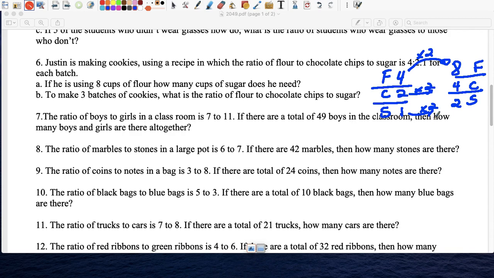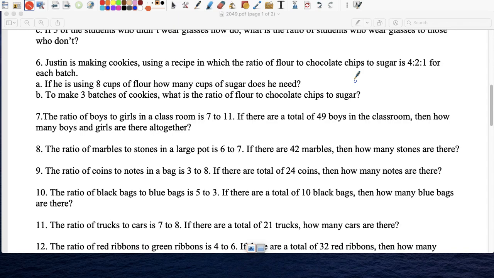To make 3 batches of cookies, what's the ratio of flour to chocolate chips to sugar? Hang on a second. To make 3 batches of cookies. This is for each batch. Alright, so everything's going to be triple, so the ratio is going to be 12 to 6 to 3. That's going to be, yes, for 6B.